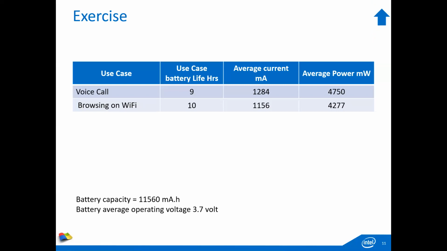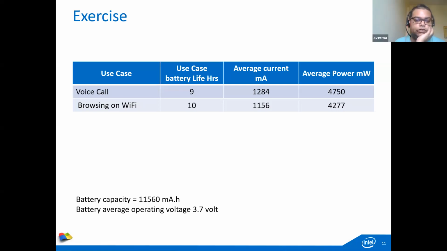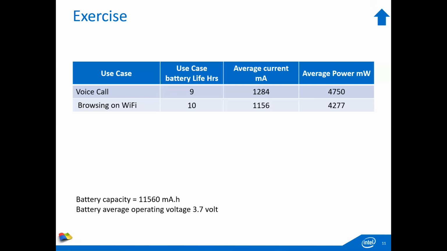And Rashmi. First of all, good morning, sir. Sir, for browsing on Wi-Fi, the current is 1156 milliampere, and power is 4277.2 milliwatt. Okay, that's cool actually. Yeah, very good, very good. Thank you.